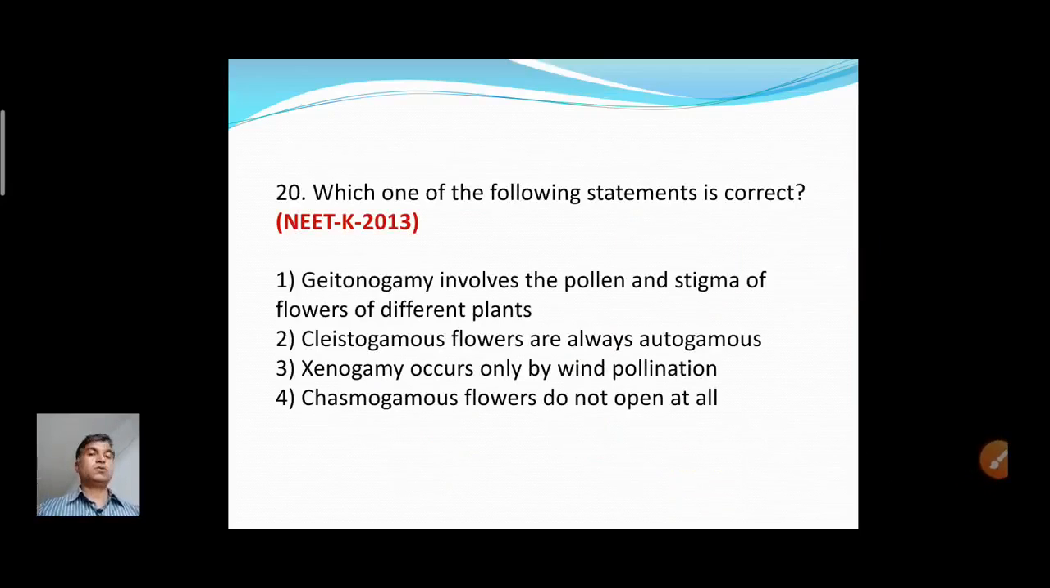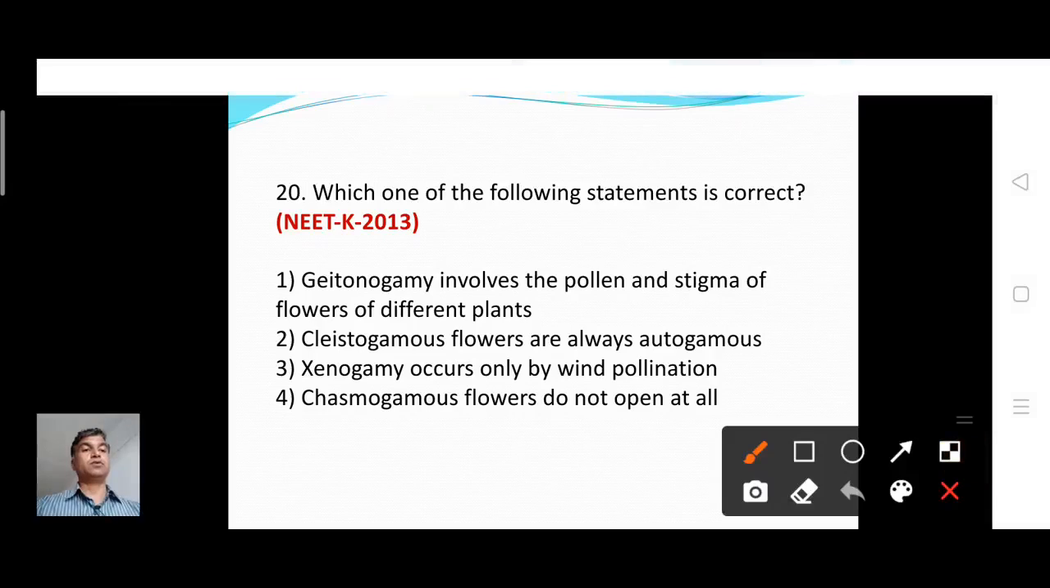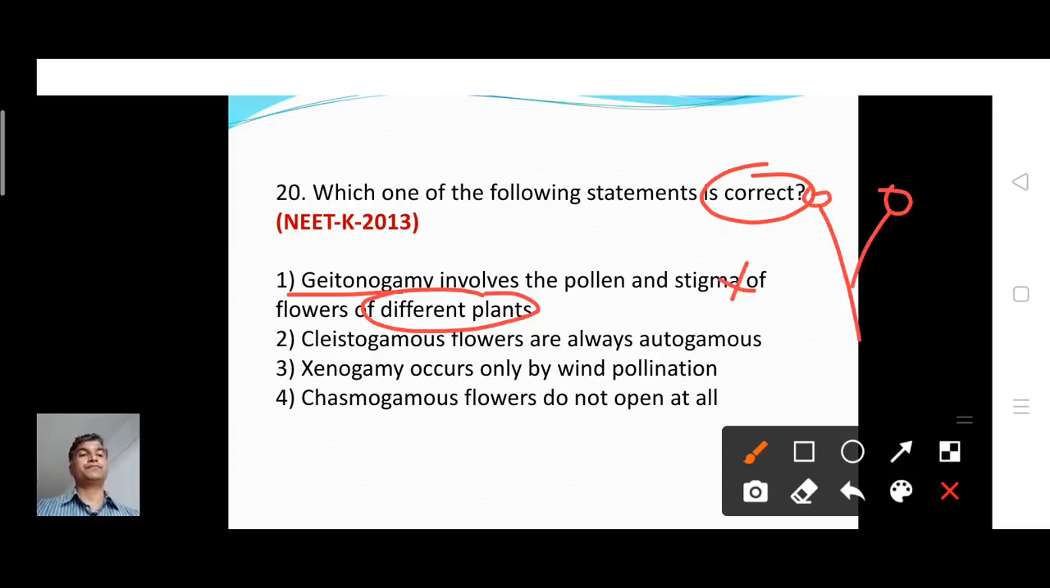The question number 20. Which one of the following statements is correct? This is a 2013 NEET question paper. We have to find out which is the correct statement. Geitonogamy involves the pollen and the stigma of flowers of different plants. Two different plants? No, geitonogamy means within the same plant. Yes, this is wrong. Cleistogamous flowers are always autogamous.